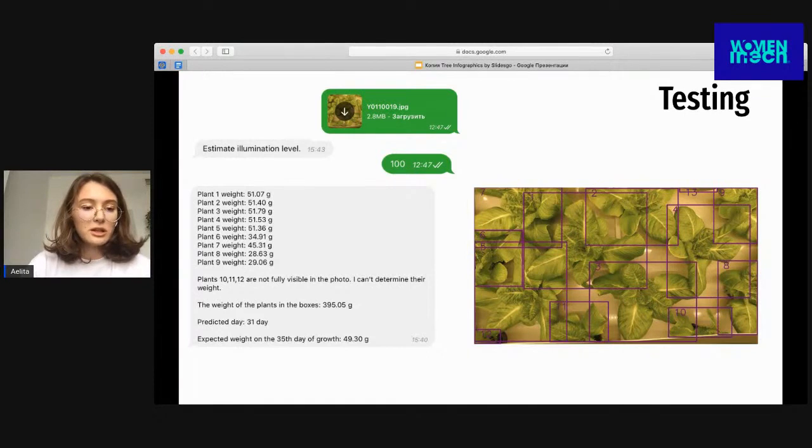The model also numbers each plant. And as feature selection showed that day is a valuable feature for predicting plants' weight, we trained a model to predict the day from a photo. It also returns this predicted day and some history values of plants' weight at that day: average value, weight value.